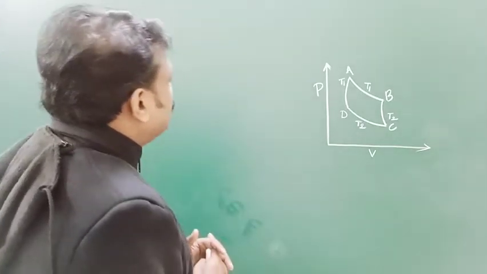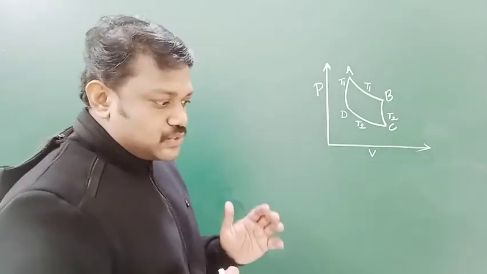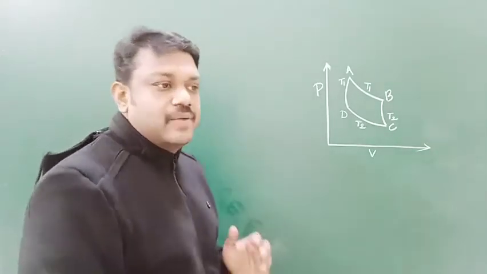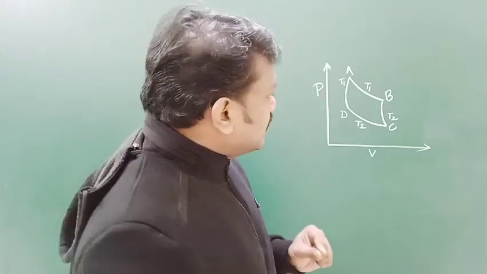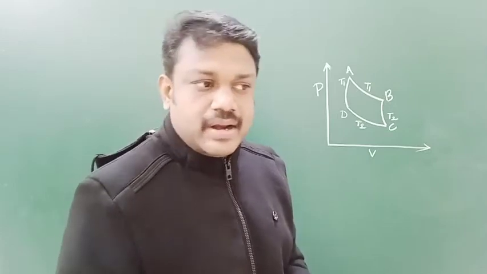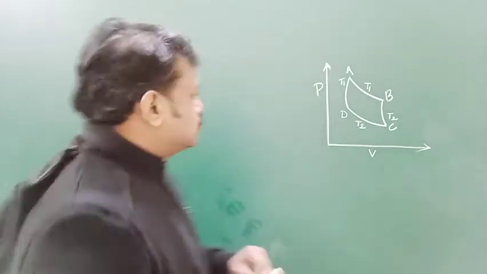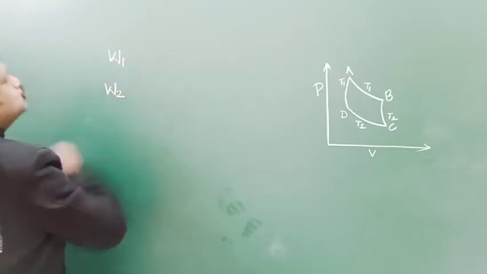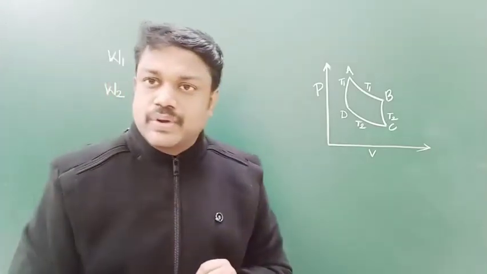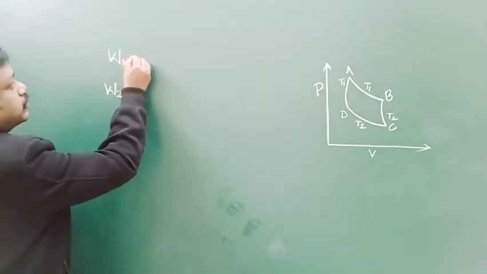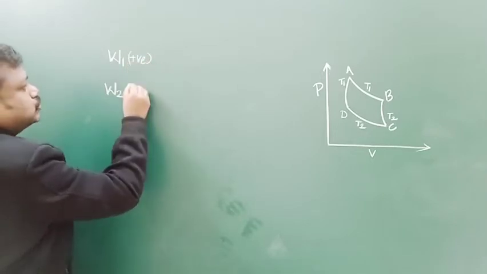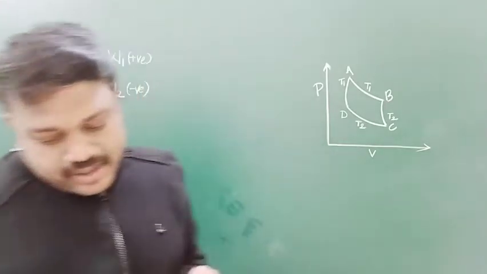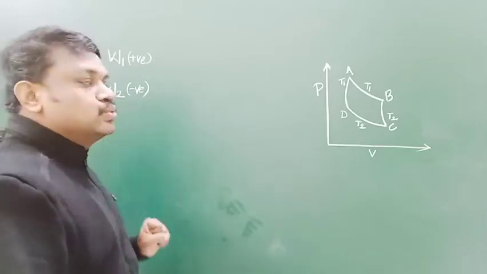Now you have two processes left: one isothermal expansion and one isothermal compression. Work done in expansion you can take as positive, and work done in compression as negative. So you can define two works done there, W1 and W2. W1 in expansion and W2 in compression. W1 you take as positive and W2 as negative since it is compression. Moreover, what do W1 and W2 stand for?